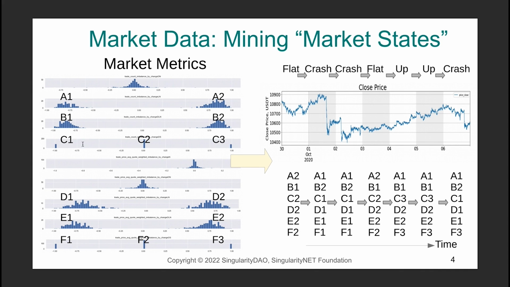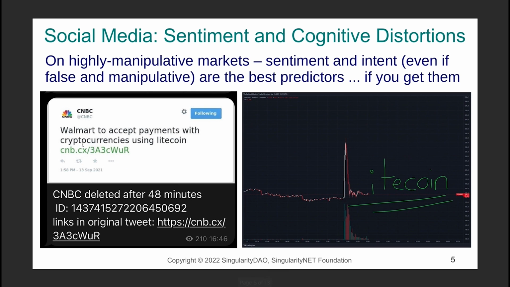Another source of data other than market data is media data. So we know that emotions and manipulations are affecting the market. Here is the example of the Walmart fake news in respect to Litecoin, and on the right you can see the peak of the sentiment. Peak of the price caused by this false sentiment, and underneath you see the volume of the trades, first on buy and next on sell, based on this manipulative content.